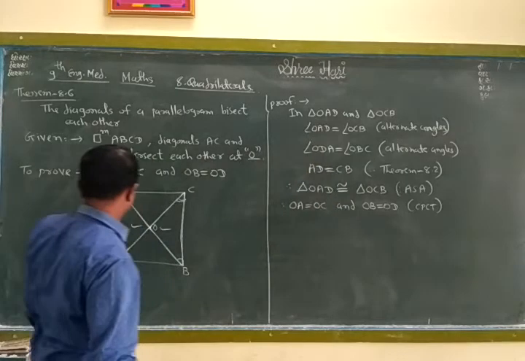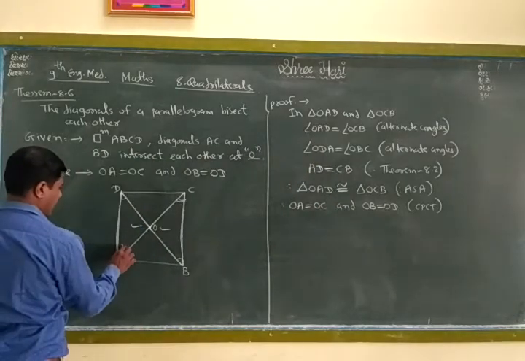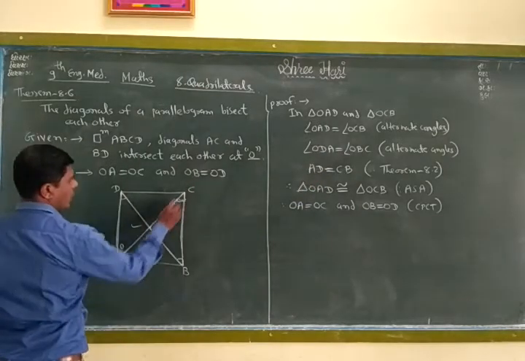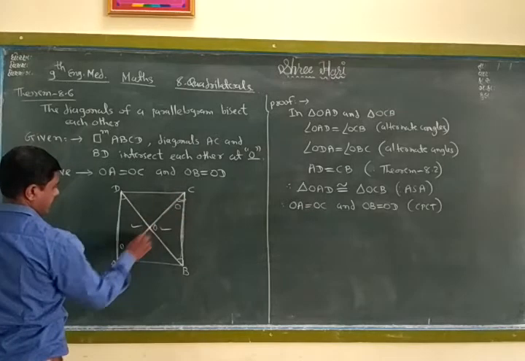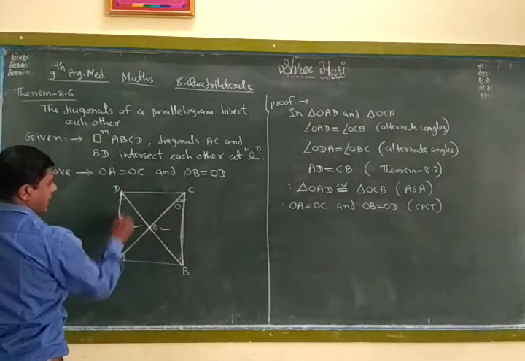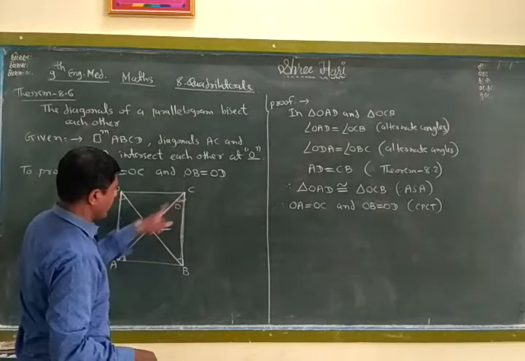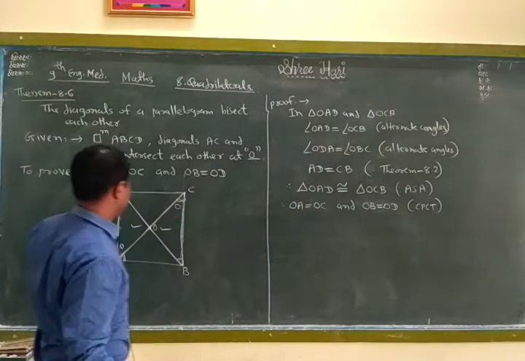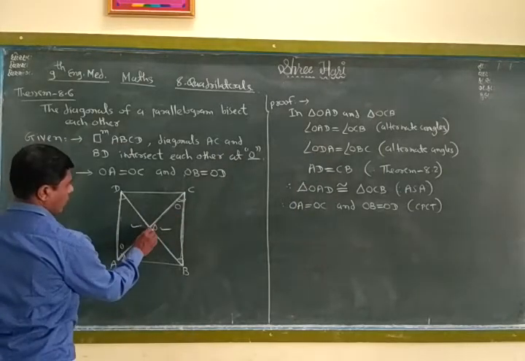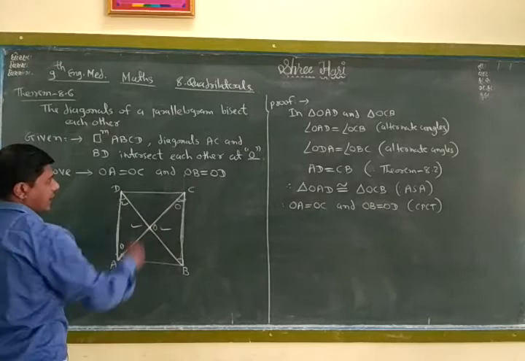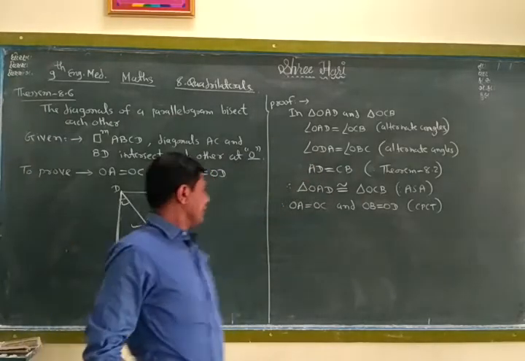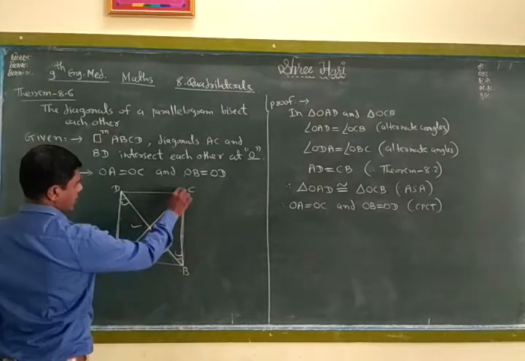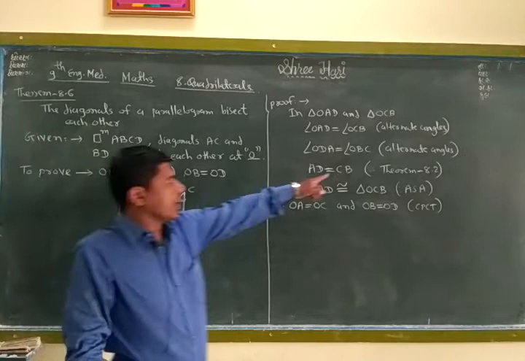Angle OAD, यानी ये एंगल, and angle OCB, this angle, it means this Z, because these two are parallel and this is the bisector, so Z बनेगा, so these alternate angles are equal. Now here angle ODA and angle OBC, this also Z, so this also alternate angle, so both are equal.